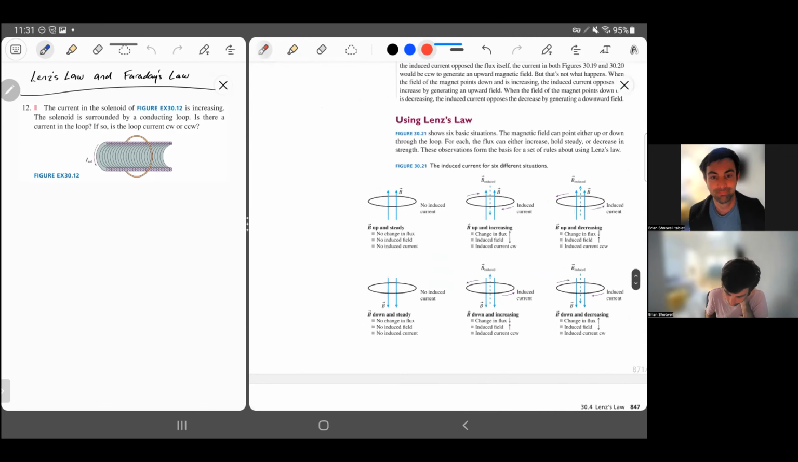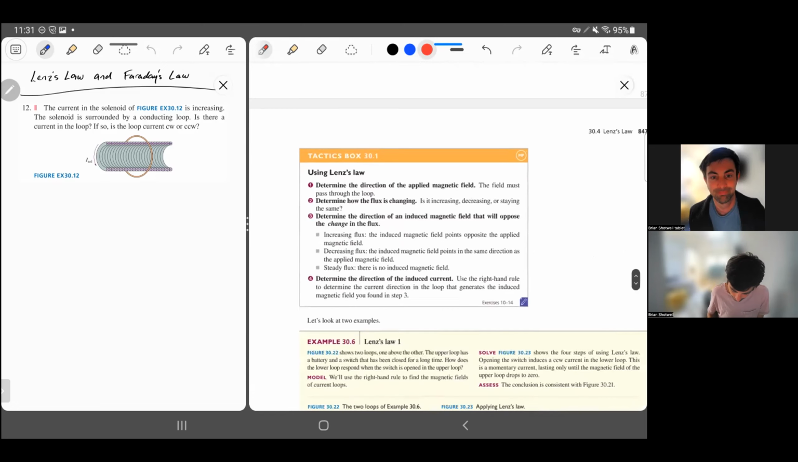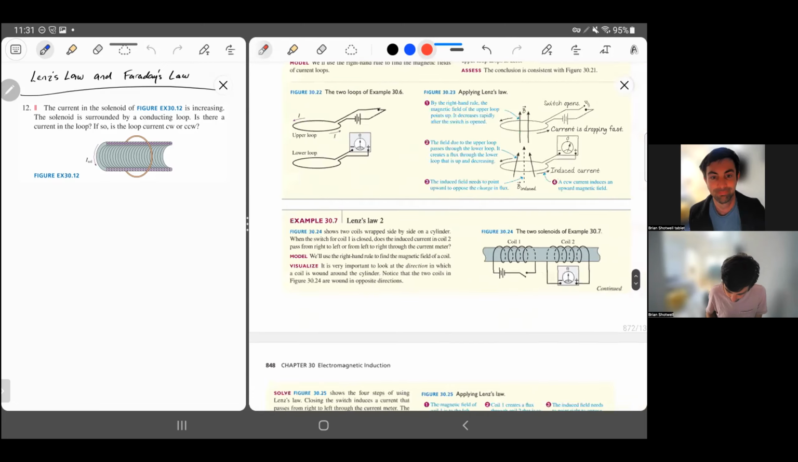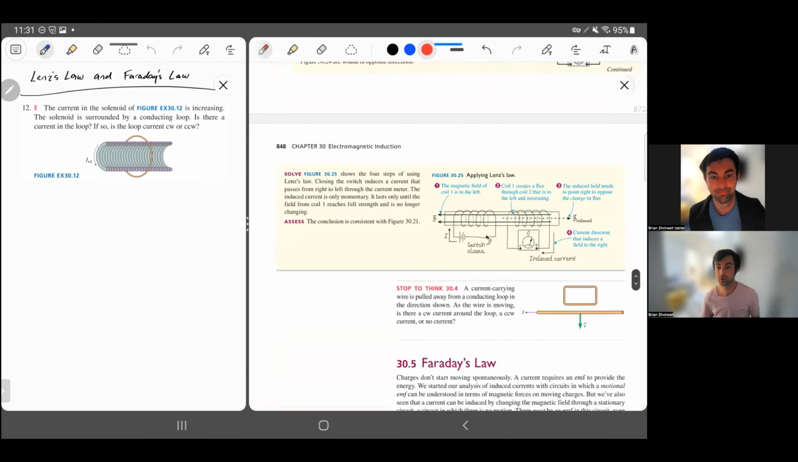So there's a list of possibilities here. If the magnetic field's steady, there's no induced current. If the magnetic field's increasing, then the induced field is going to fight the external field. They're going to be in opposite directions. If the magnetic field is decreasing in strength, then the two are going to point in the same direction. The induced current is going to try to restore the decreasing field strength. Okay, so a couple of directions just for practice. Take a look at those, and we're also going to get plenty of practice in class.